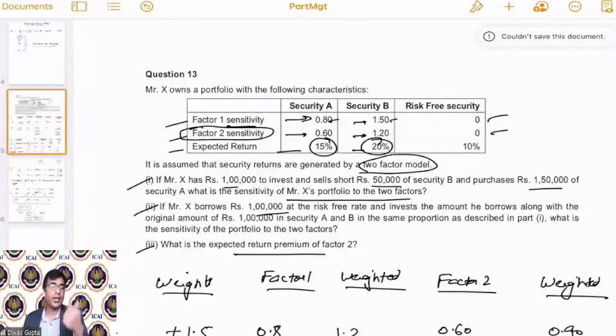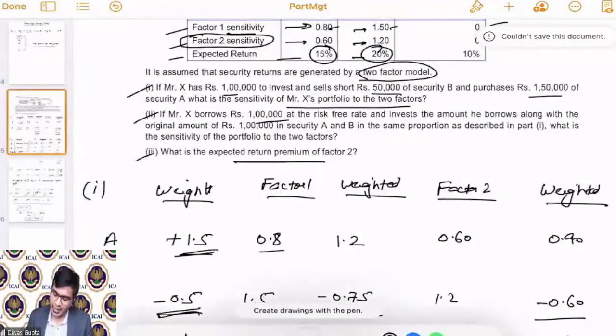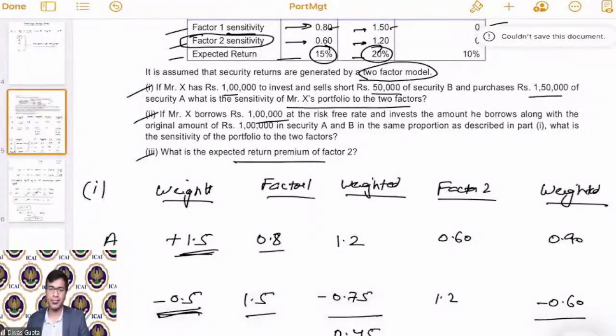Correct. Now, what is the proportion here? We saw that the proportion is plus 1.5 and minus 0.5. Correct. That is the proportion in part 1. Now, if you read carefully the second part, Namita, it says that if Mr. X borrows 1 lakh, he will further borrow 1 lakh at the risk-free rate and invest the amount he borrows along with the original amount of 1 lakh. Because at the start of the question, it said that he has 1 lakh, right?